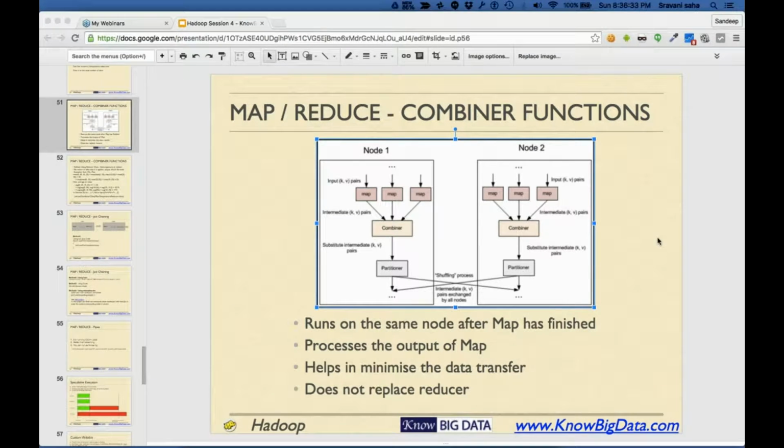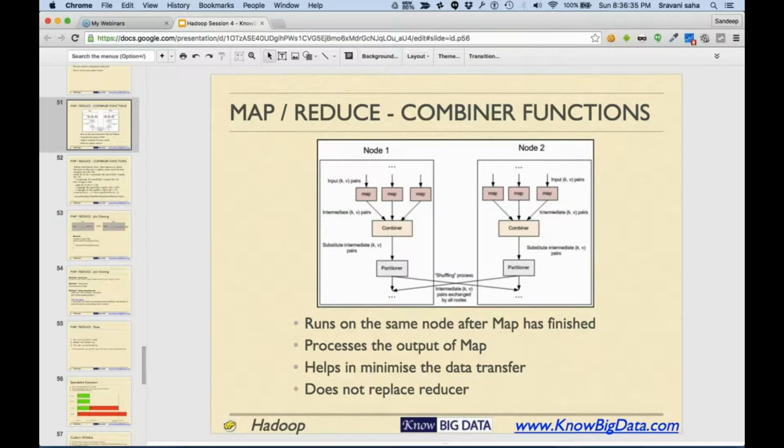Okay, so in this diagram, if you see, the data from mappers is coming in. Key values are being generated, and for the same key, if there are multiple values coming from multiple places, the combiner combines them. Then the partitioning happens, and then the data goes to the reducer. This way the traffic is minimized.